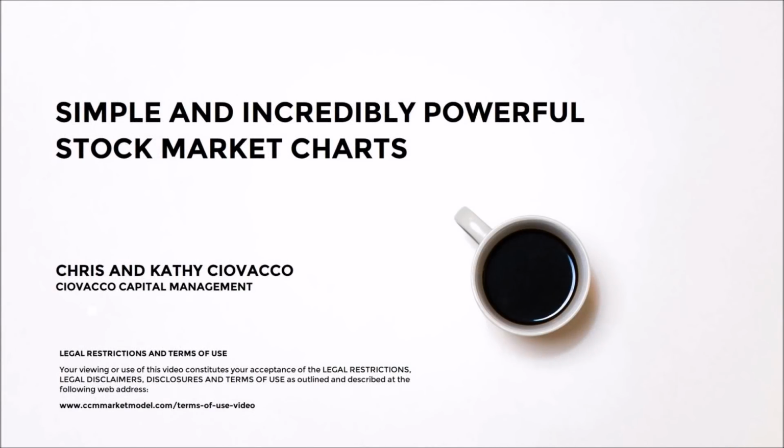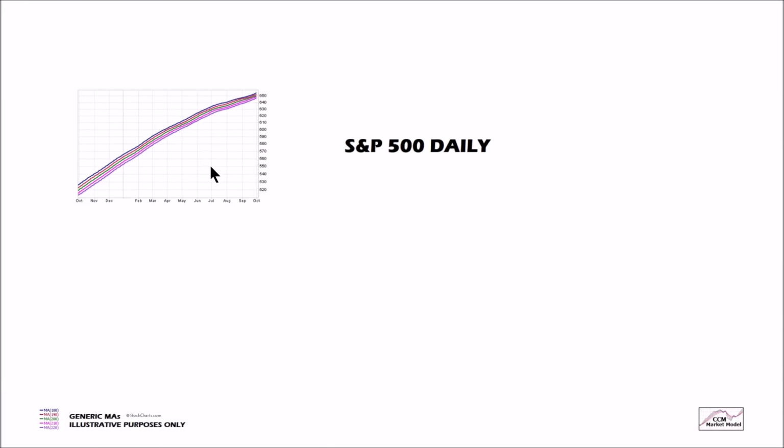In this week's video, we'll review some simple and incredibly powerful stock market charts. It's a daily chart of the S&P 500 index. We've purposely removed the date from the chart to help us review the chart in an unbiased manner. The lines on the chart are simple moving averages, the 180 in blue, the 190, 200, 210, and all the way out to the 220-day simple moving average. These moving averages are generic moving averages to help us illustrate basic concepts.